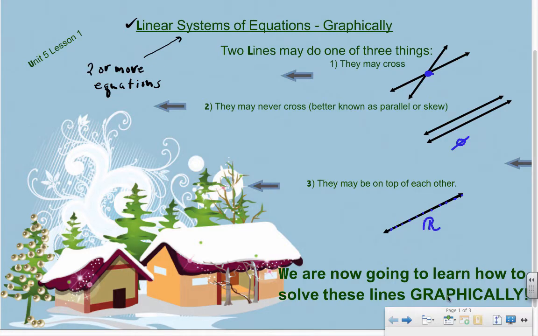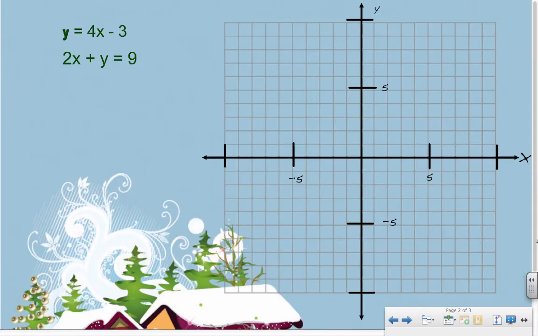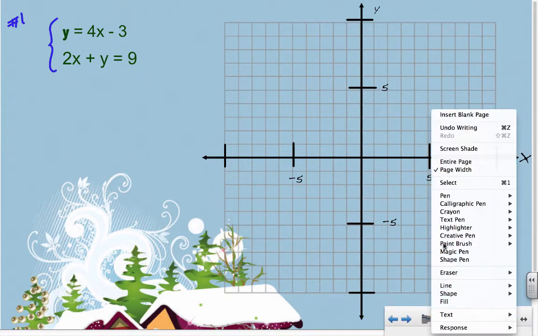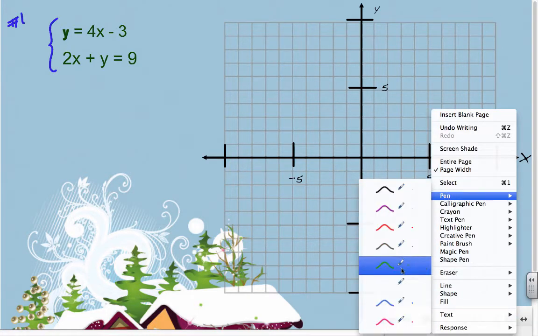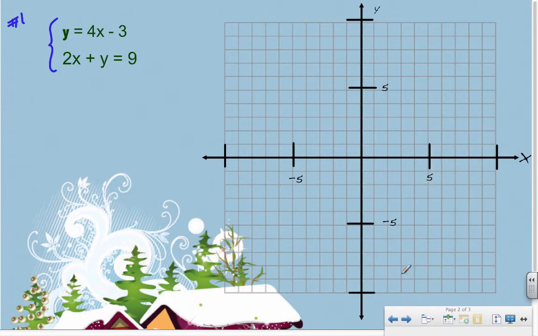So now we're going to learn how to solve these graphically. It's nothing different. You have here a line and another line. Put them together and voila, you have a system of equations. So let's call this example number 1. And let's graph these lines. Let's do this one in white. Hopefully now you can graph this lickety-split.